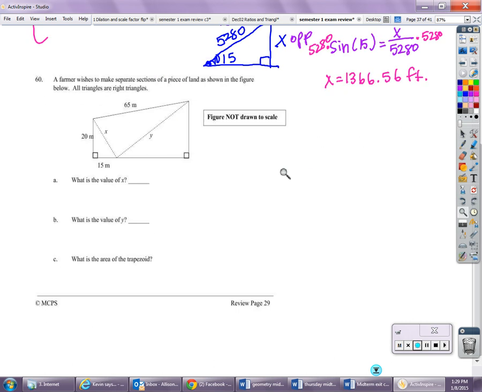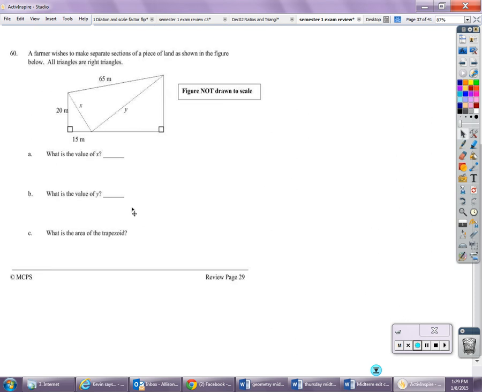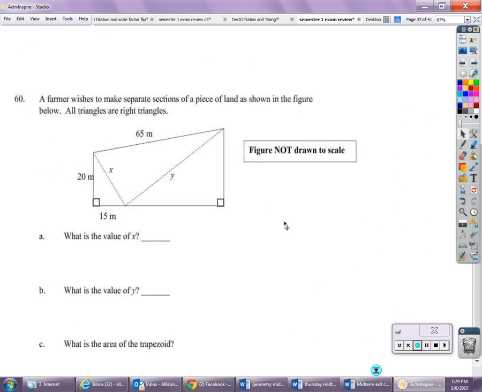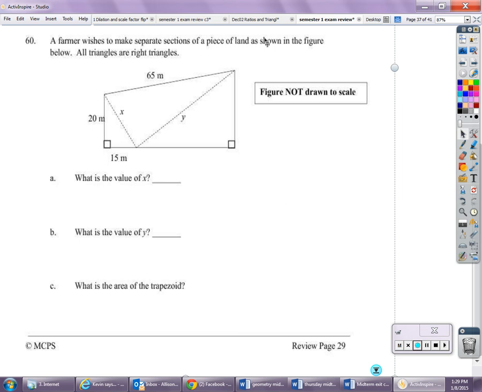Alright, number 6. A farmer wishes to make separate sections. Okay. All triangles are right triangles. So it looks like here's the right angle, and this triangle, here's the right angle. And then in this triangle, it looks like here's the right angle. Okay? What is the value of x?